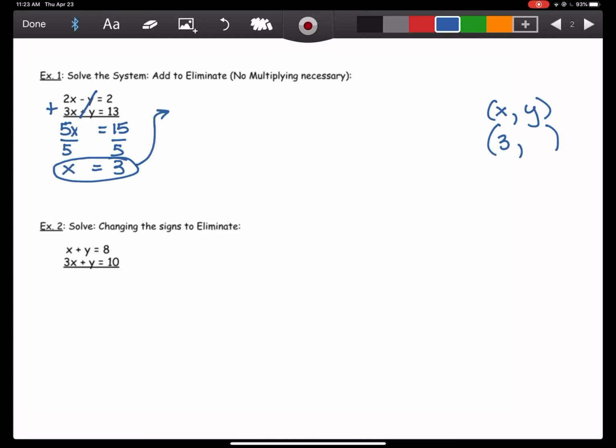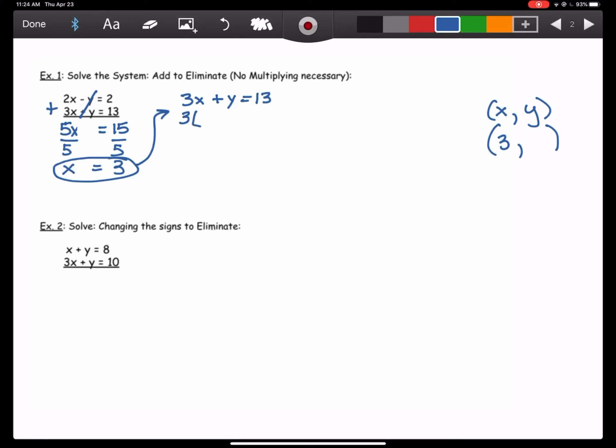And again, like the other day, I said pick the easiest equation. Sometimes the easiest one is the top equation. It depends. In this case, I'm going to pick the bottom equation. It doesn't matter. But it's up to you. 3x plus y equals 13. Okay? Now I'm going to substitute.